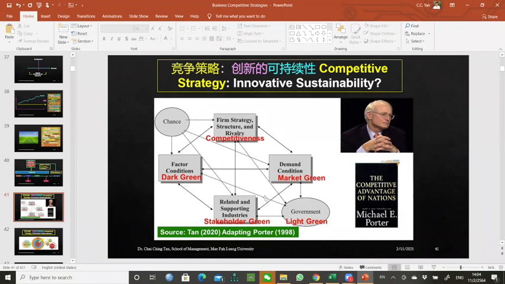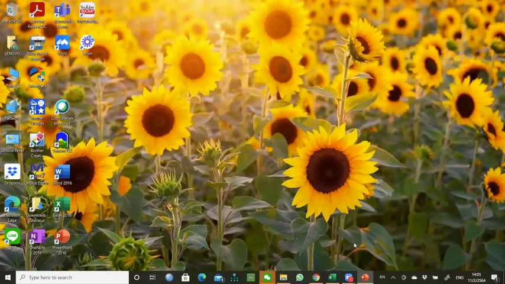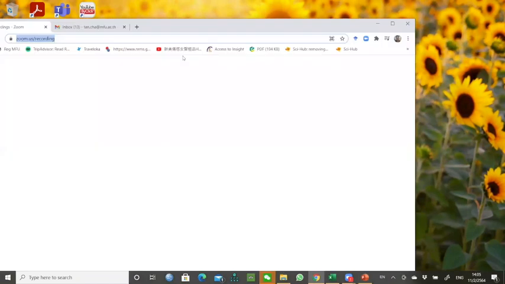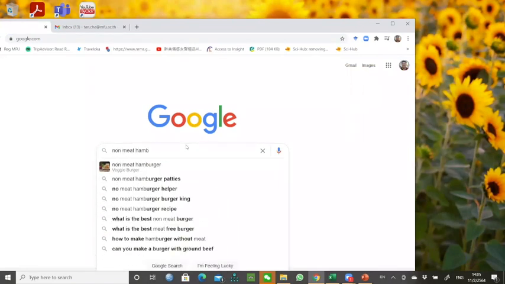we can look at, for example, hamburgers. We can have hamburgers made from real beef and real chicken, but without killing the animal. It's dark green, coming from gene production, DNA gene production and things like that, so that we can actually produce burgers. So it's non-meat burgers. Maybe we can go to Google, go to images, and look up non-meat hamburgers and things like that.